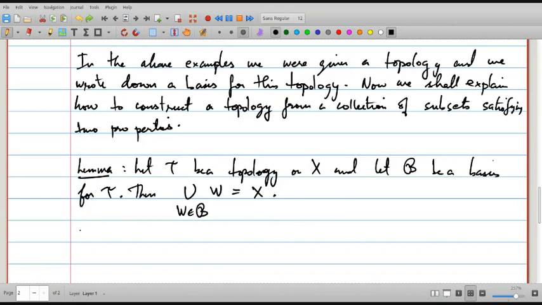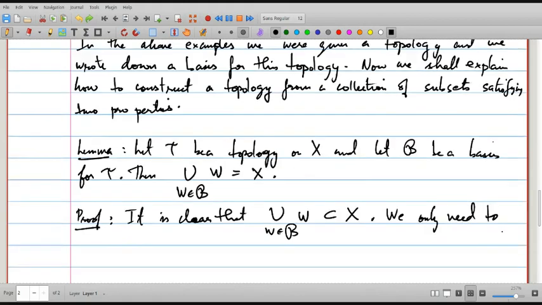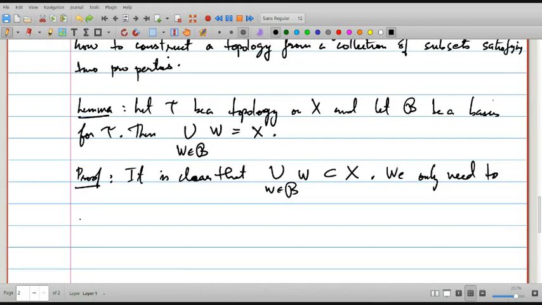So it is clear that the union is contained in X. That's because each of the W's is a subset of X. So we need only to prove the other inclusion. So we only need to prove that X is contained in the union of the W.